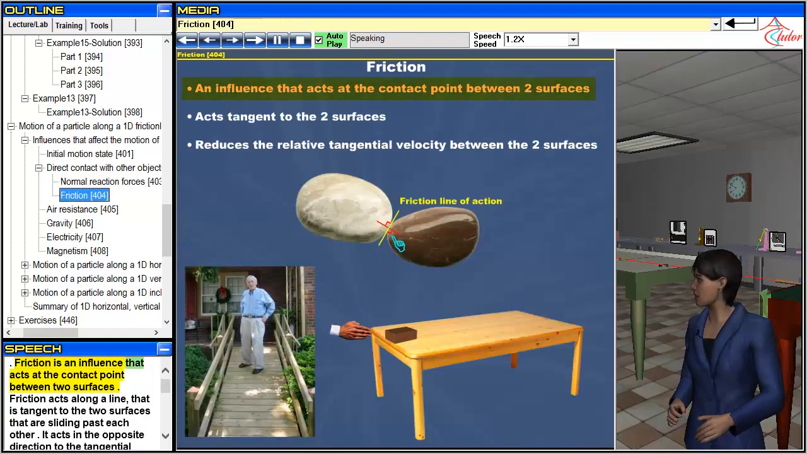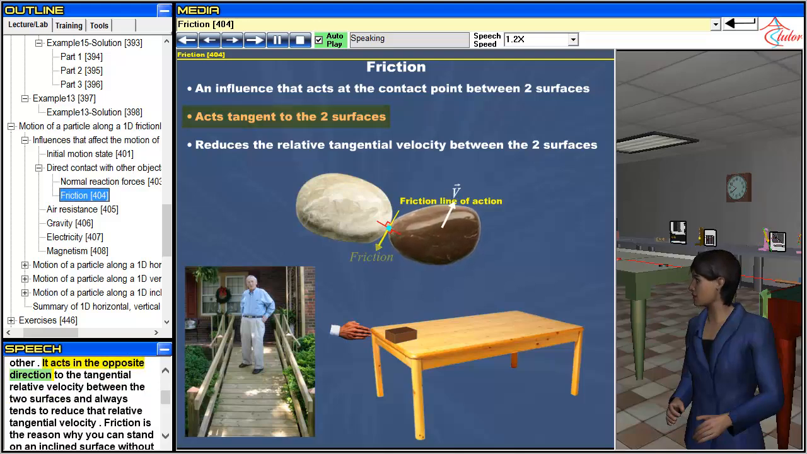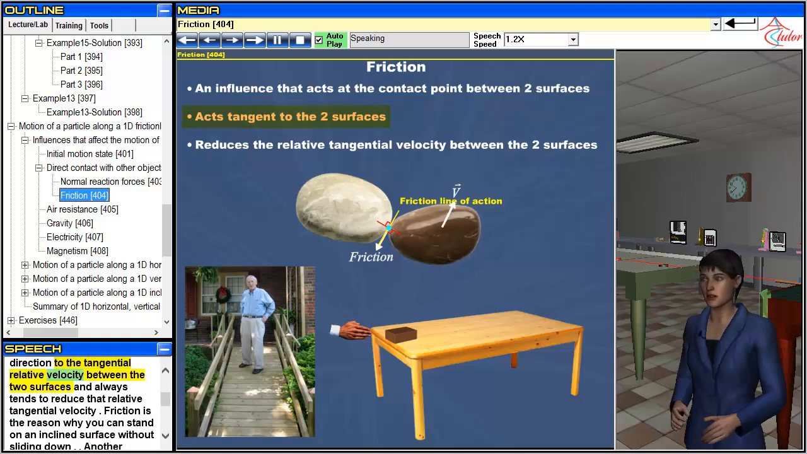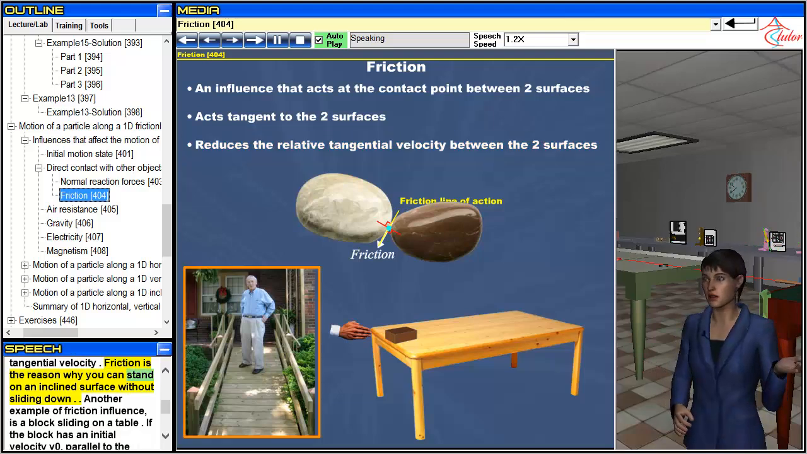Friction is an influence that acts at the contact point between two surfaces. Friction acts along a line that is tangent to the two surfaces that are sliding past each other. It acts in the opposite direction to the tangential relative velocity between the two surfaces, and always tends to reduce that relative tangential velocity. Friction is the reason why you can stand on an inclined surface without sliding down.